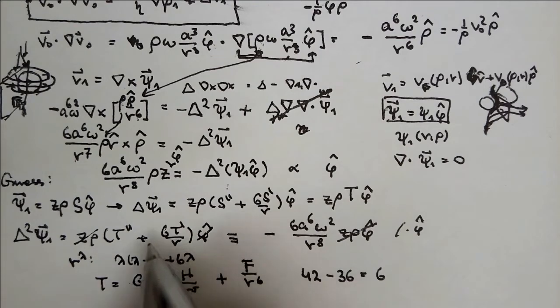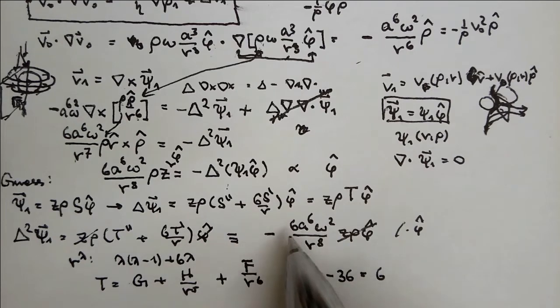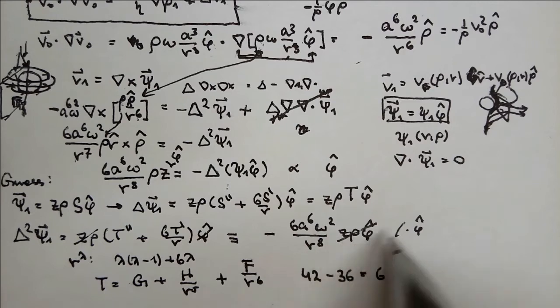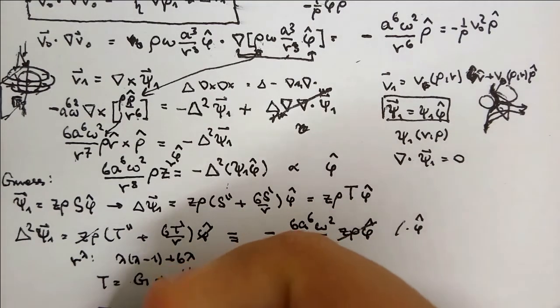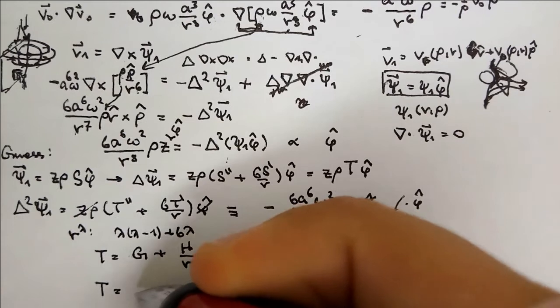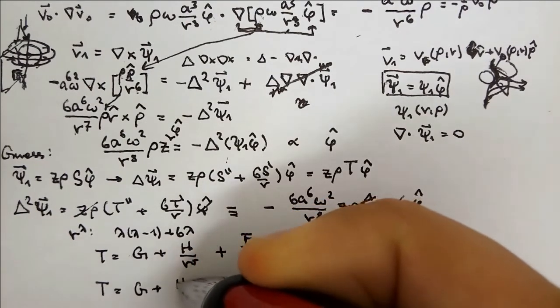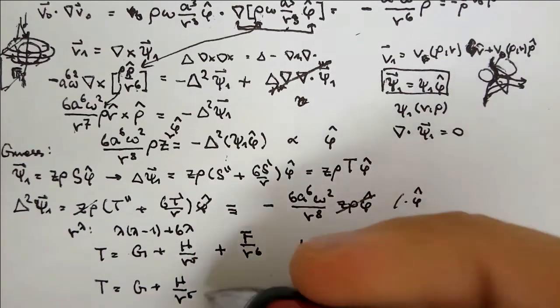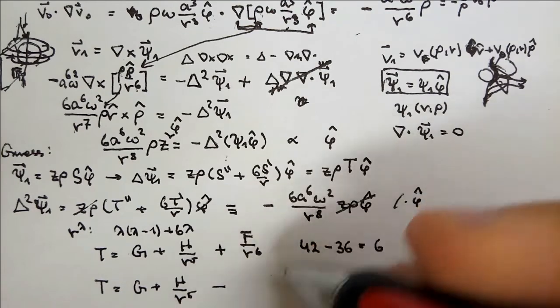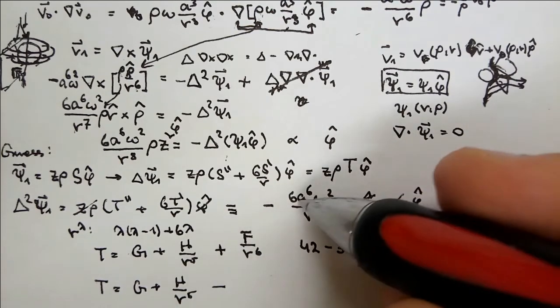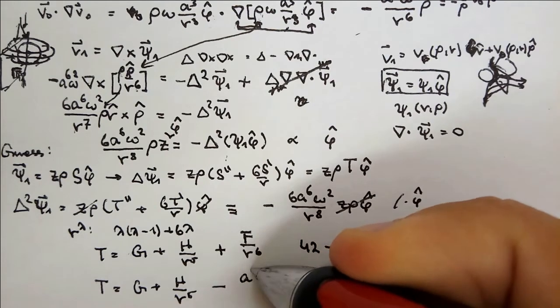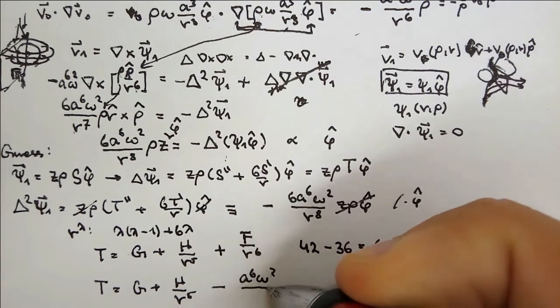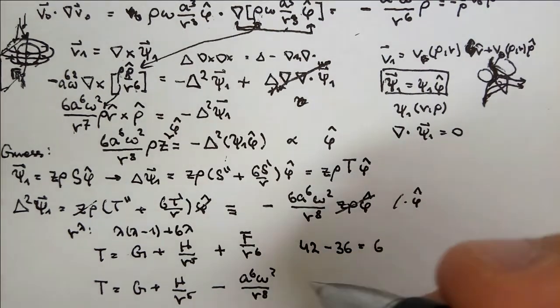So if we substitute in, this is 6f divided by r to the 8th, so 6f has to be minus 6a to the 6th power times omega squared. So the result must be t is equal to g plus h over r to the 5th power minus, because we have to divide by 6, a to the 6 omega squared over r to the 8th power.